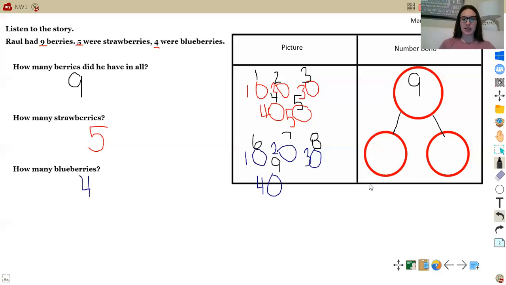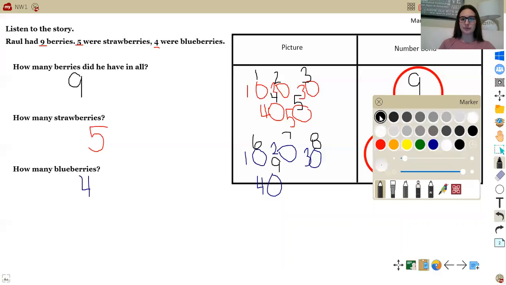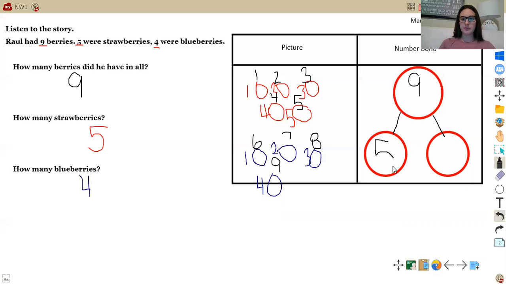So in each of these boxes, I'm going to put a 5 and a 4, because that represents the picture that I drew here. 5 strawberries and 4 blueberries.